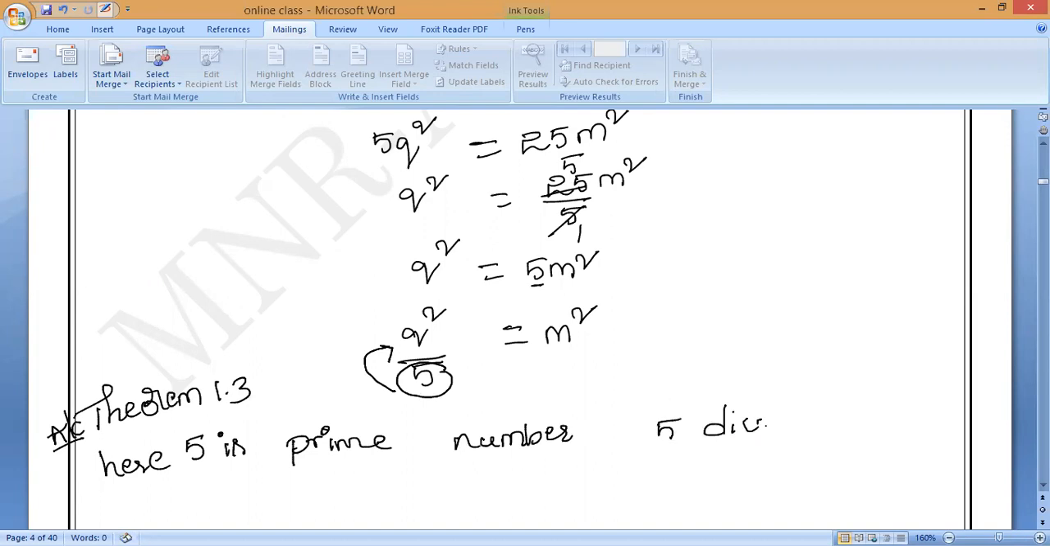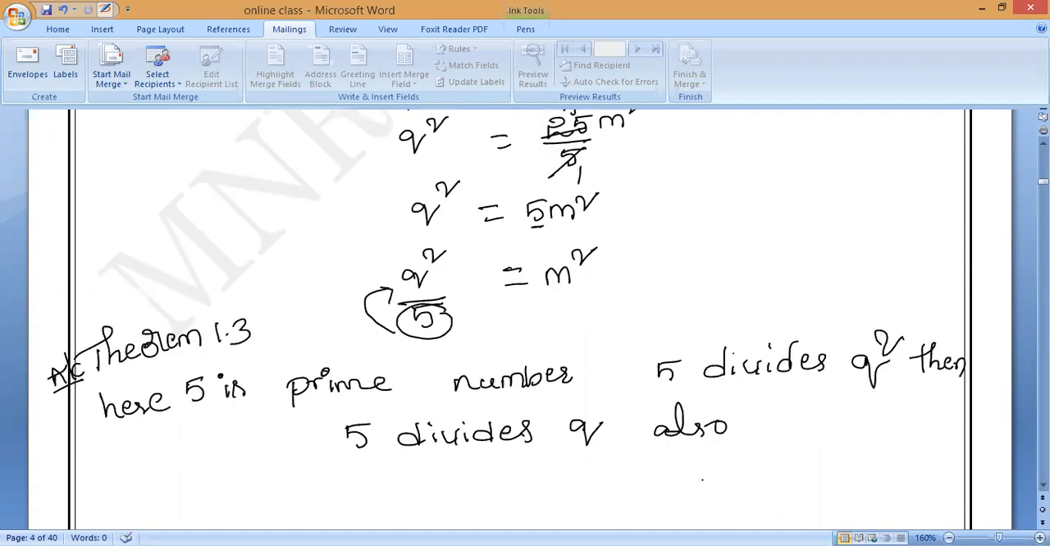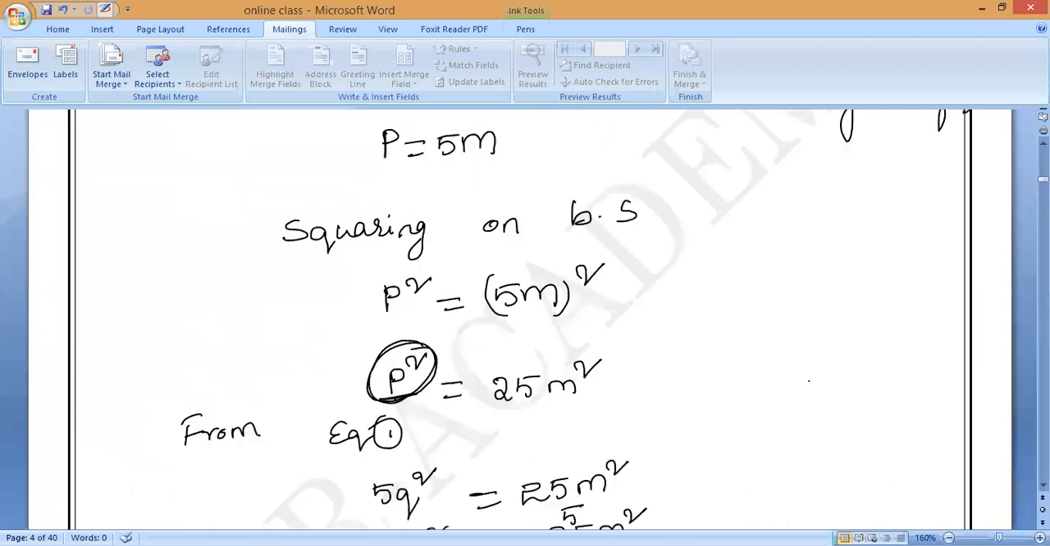5 divides Q square. Then 5 divides Q. Very good. 5 divides Q also. It means 5 divides Q means 5 is one factor of Q. Do you understand or not? So 5 is one factor of Q. We already got 5 is one factor of P, correct?